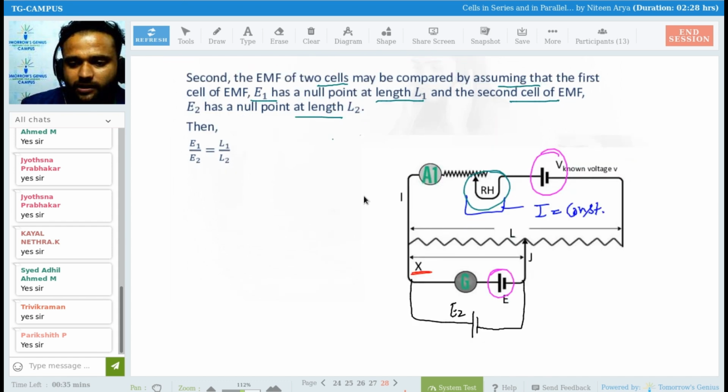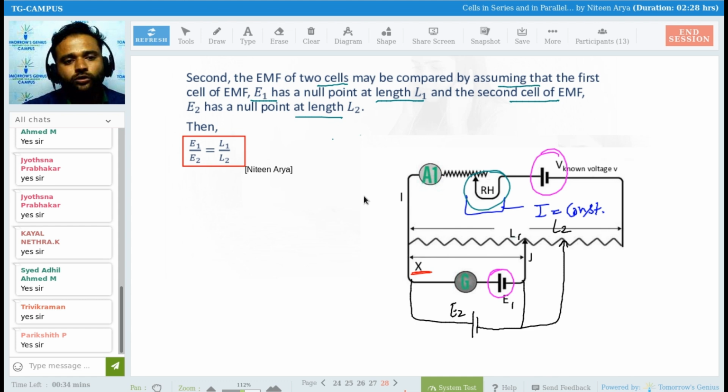Your cell has EMF E1, and this is your EMF E2. This has length L1, and suppose this has length L2. At that null point, this unknown voltage is going to be 0, so we again have the Wheatstone balance condition, and this is your relation: E1 by E2 equals L1 by L2, and that is again a very, very important relation.